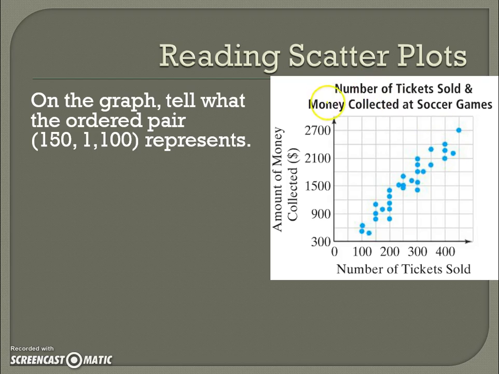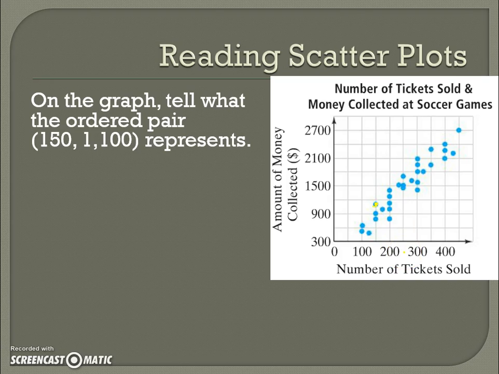So here it says number of tickets sold and money collected at soccer games. Okay, so we're talking about tickets sold and then the amount of money that's made. So here it looks like amount of money collected, so that's going here. And then here, number of tickets sold. So I want to look for the pair 150, which is going to be between 100 and 200, and then the one that is going to be at 1100, which I'm guessing is going to be this ordered pair right here. So what would that represent?